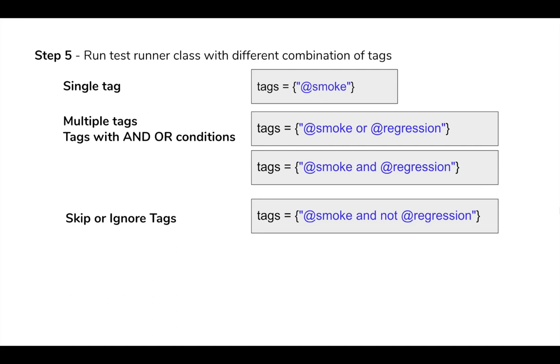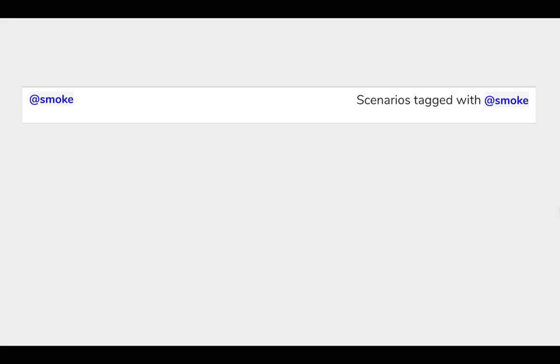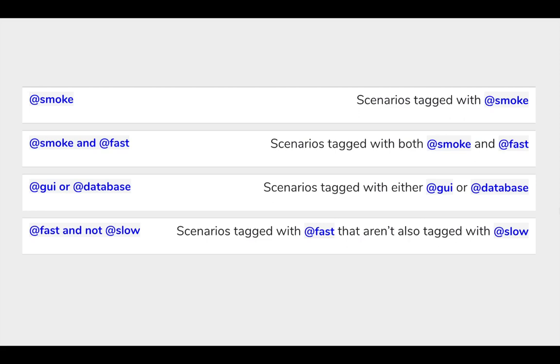And I have already shown you, you can do something like this. I can say at smoke or at regression in brackets and then say and not important. So all these combinations you can use, and this is how you can run with different combination of tags. To just sum up, if you say at smoke, it will run with a single tag. You can use combinations with and, or, and you can also say and not to skip or to ignore any tests. So this is how you can use it, and this was step number 5.